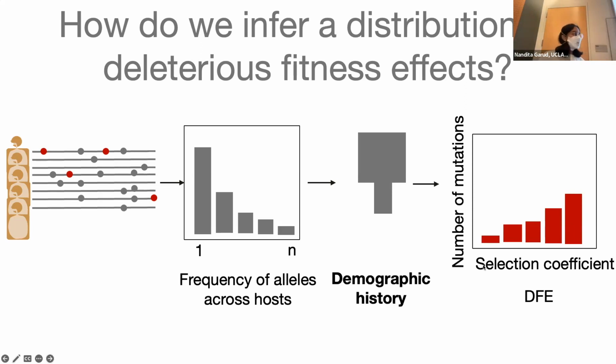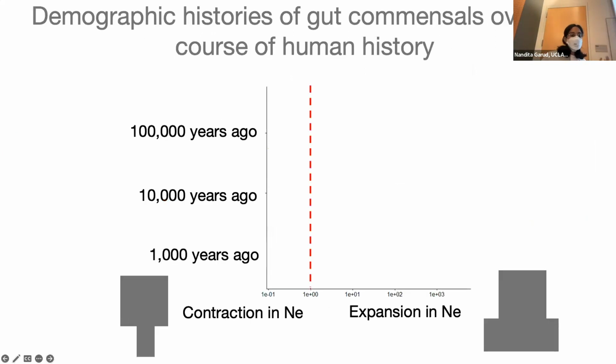So let's take a look at the demographic history that we uncovered in this process. Here on the x-axis, I show how the population size is either contracting or expanding over time. And on the y-axis, I show years ago. If you notice, these are all significant epochs in human history. 10,000 years ago was when agriculture started.